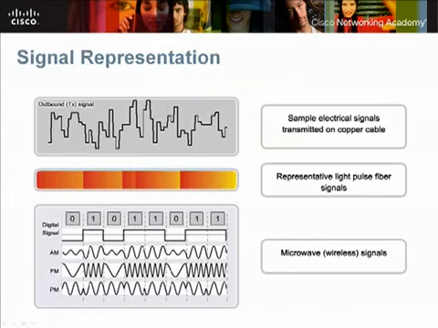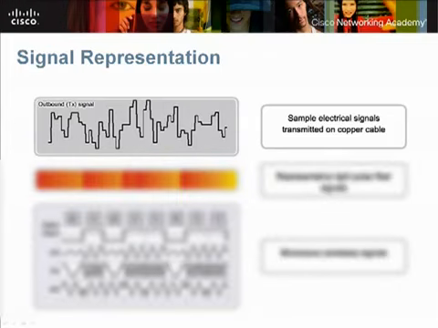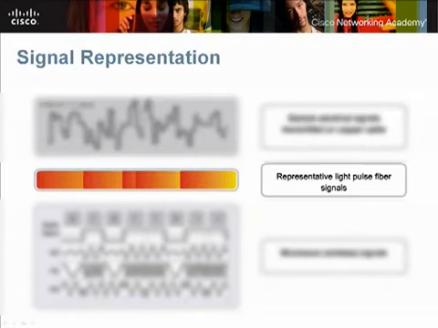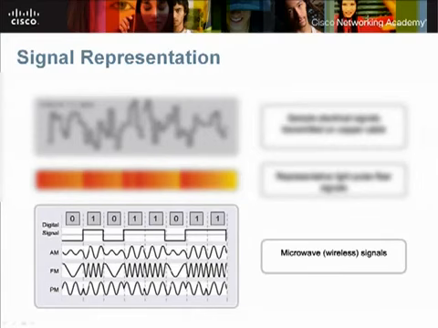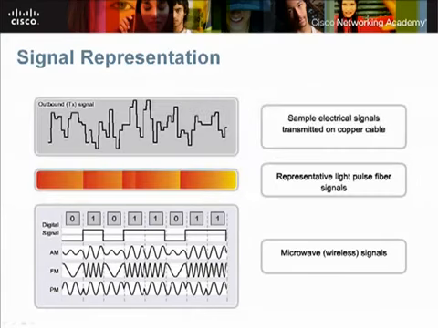Copper cable, fiber optic cable, and radio and microwave frequencies are the common forms of network media over which data are transmitted. The representation of the bits, that is, the type of signal, depends upon the type of media. For example, copper cable media signals are patterns of electrical pulses as seen here. Fiber signals are patterns of light, and wireless media signals are patterns of radio waves.